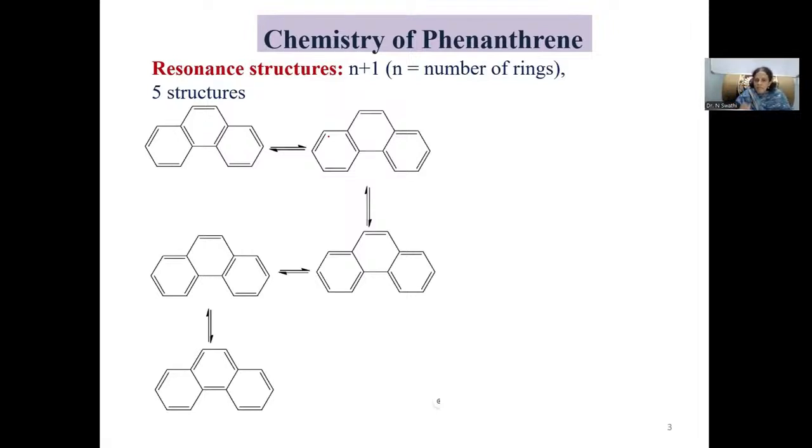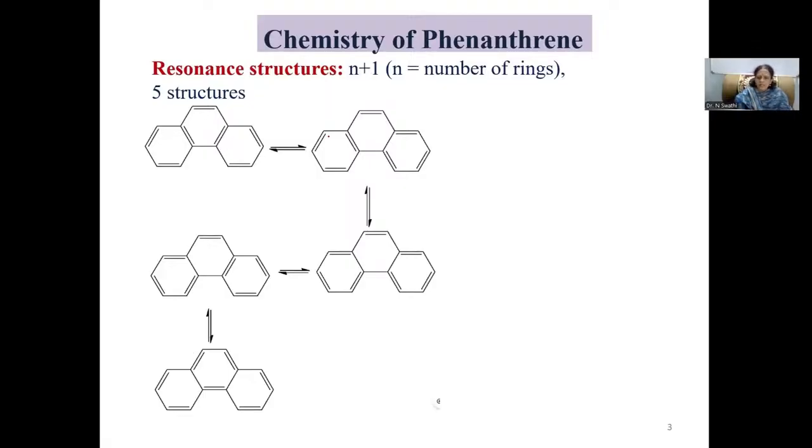Both anthracene and phenanthrene have 3 aromatic ring systems. As per the thumb rule, n+1, 4 resonance structures should be possible for phenanthrene, similar to anthracene. But the actual number of resonance structures possible for phenanthrene is 5. That means 1 extra structure is possible. Greater the number of resonance structures, greater the stability. Based on this, we can easily make out that even though phenanthrene is an isomer of anthracene, it is more stable when compared with anthracene.